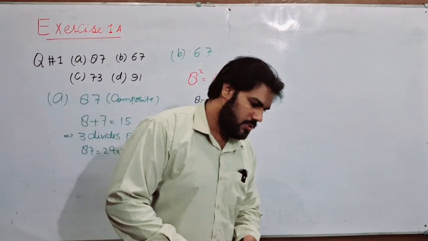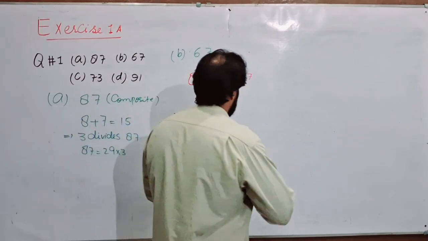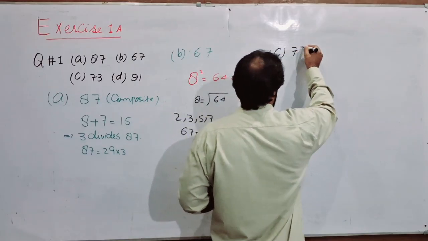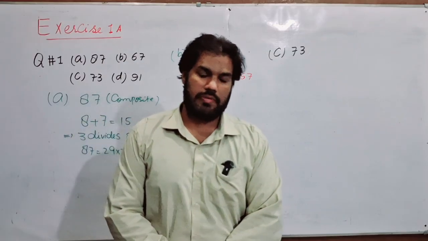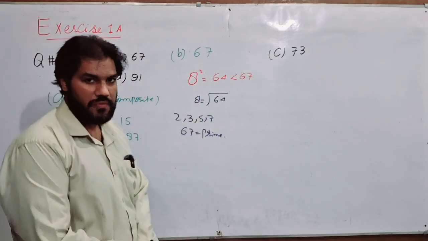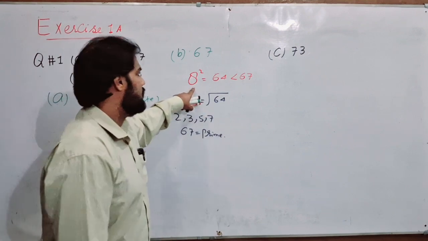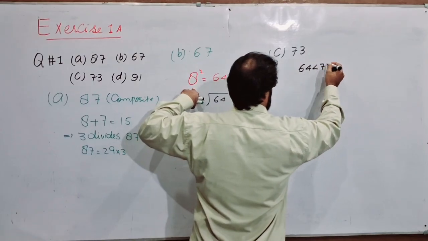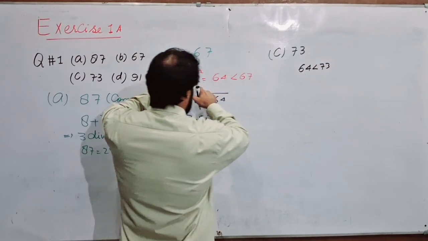The next number is 73. Part C. The number that is a perfect square and nearly close to 73: 8 square is 64 and 9 square is 81. 81 is larger than 73. Then again we will use this number. 64 is less than 73 and 64 is a perfect square and the square root of 64 is 8.